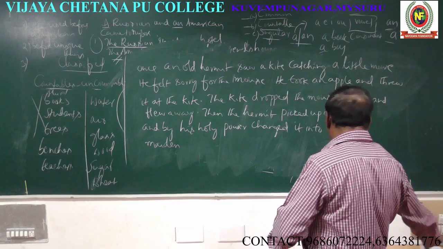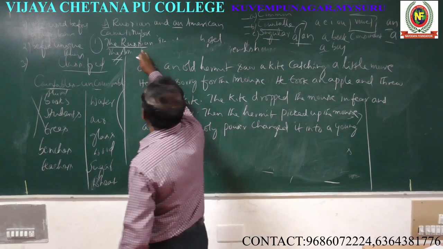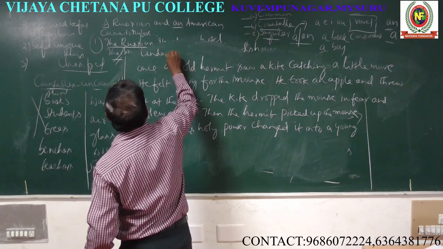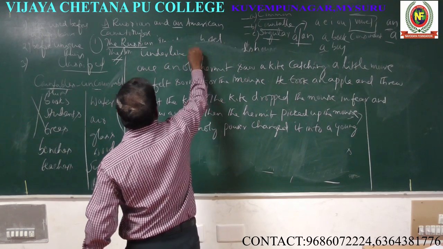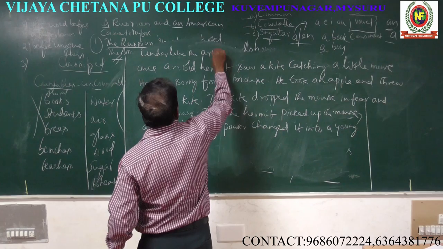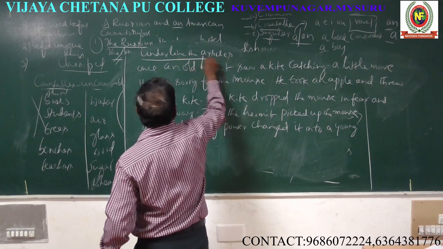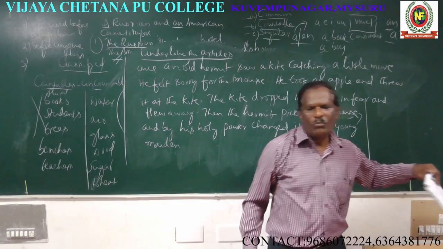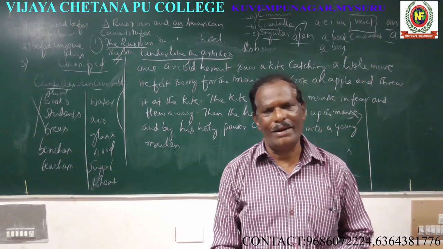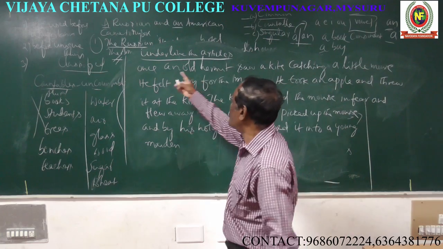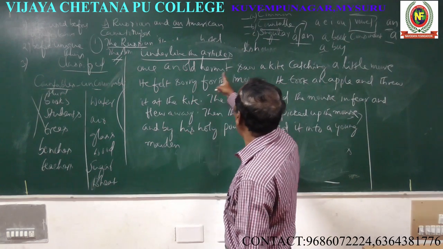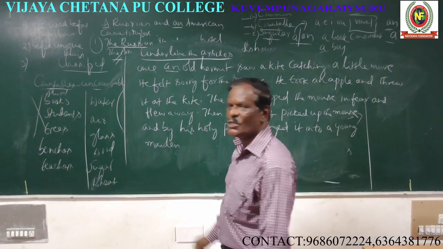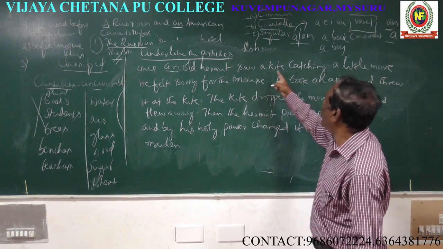Now, the exercise is to underline the articles. Underline the articles and see why they have been used there. Look at the first line: once an old hermit. Where is the article? An old hermit saw a kite.